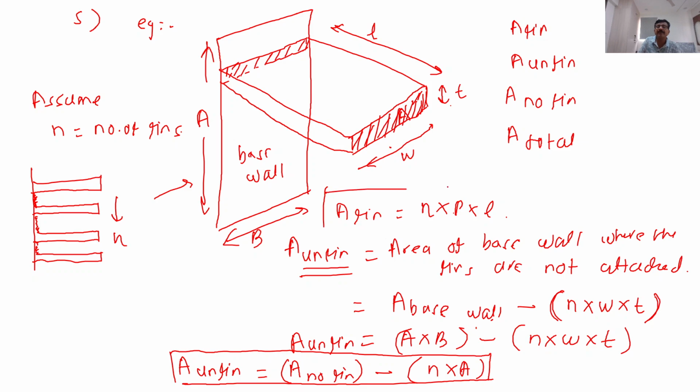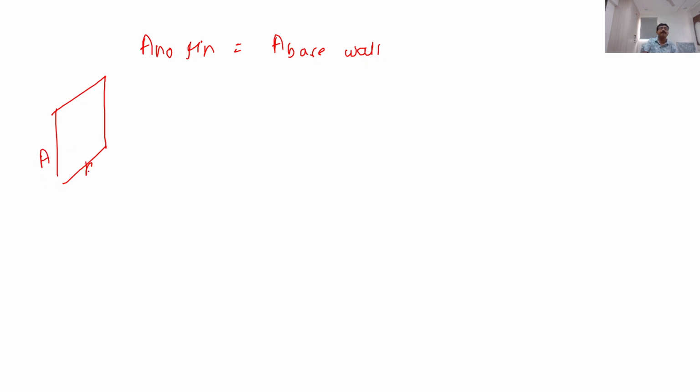Okay. First formula is A fin. Second formula is A unfin. Now, in this formula, A no fin is coming. Actually, I need to take A no fin a little earlier, but okay, no problem. A no fin, I will discuss it right now. Now, the third area is A no fin. What is A no fin? Only wall. It is just like we are assuming there are no fins. So A no fin means A of base wall. For example, it is capital A and this is capital B. So what is the base wall area? A into B. So you can easily calculate.